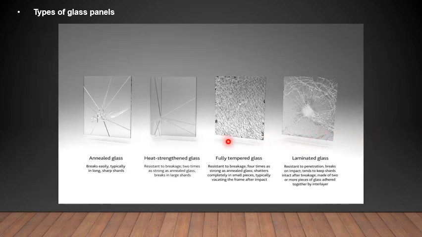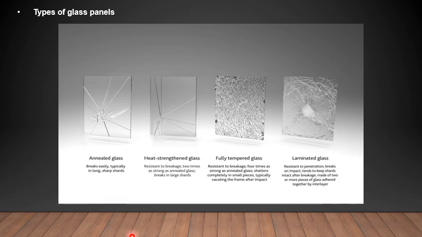So what are the types of glass panel? Basically, we have annealed glass, heat-strengthened glass, fully tempered glass, and laminated glass. Annealed glass breaks easily, typically in long, sharp shards. Annealed glass is also known as clear float or float glass, known for its flatness and optical clarity, used where clear and undistorted vision is required. Thickness ranges from 3 to 25 millimeters. So when it breaks, it typically breaks into long, sharp shards. It is not safe.